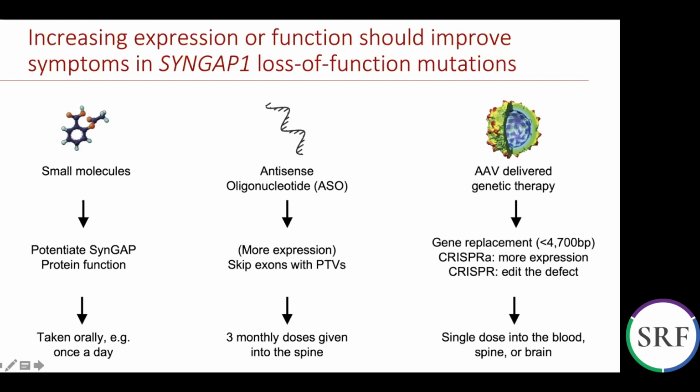Now, this relies on 2 things. Firstly, the exon needs to be non-essential. So it needs to be a bit of the gene which isn't, for example, the RAS domain. And secondly, it needs to be in frame. So if you skip it, it needs to make sure that it doesn't change all of the exons which follow it. Otherwise, it will still act as a protein truncating variant.